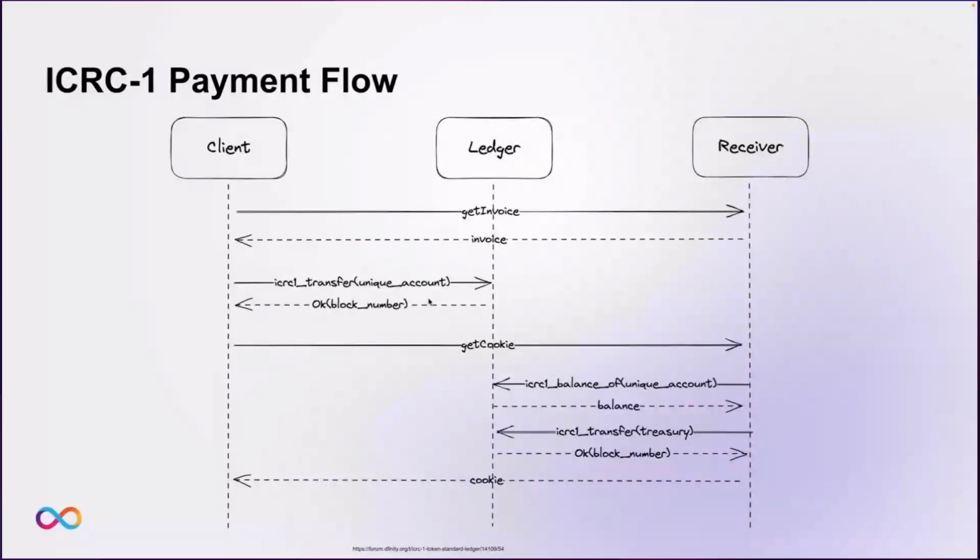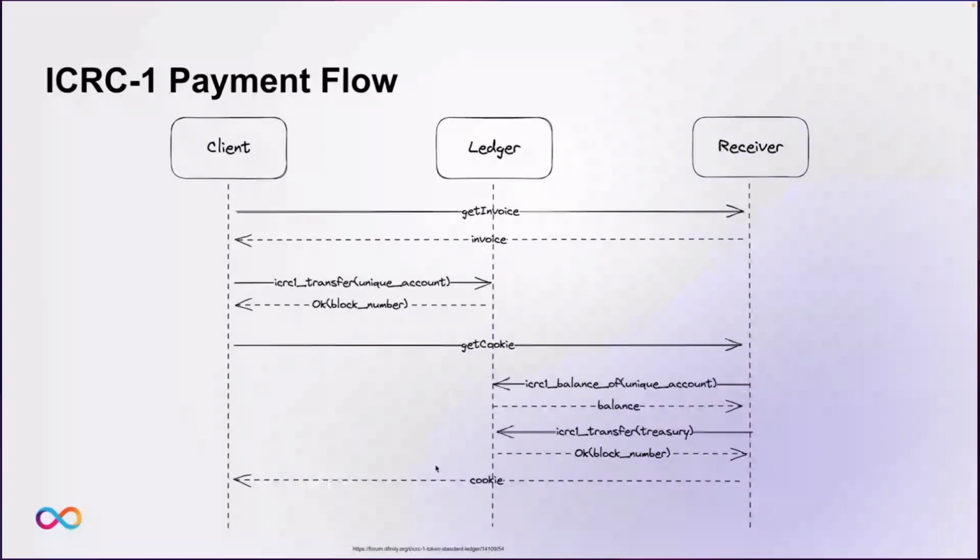What the receiver, so the fortune cookie canister, does then is it checks the balance of our unique account. It can derive that account again by just checking the principal of the caller. If the balance is bigger than or equal to what has been specified in the invoice, the balance is transferred out of the user account and into the treasury account. And once that's successful, we actually provide the service, so we send the fortune cookie back to the client.